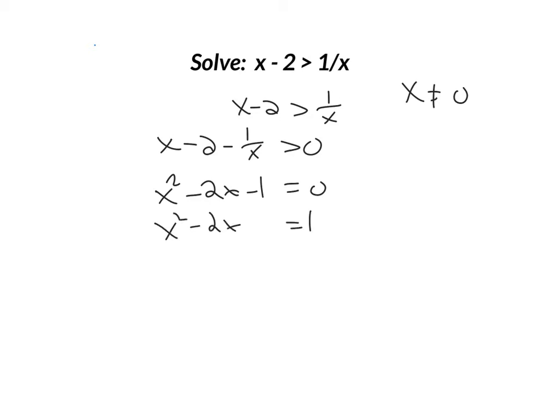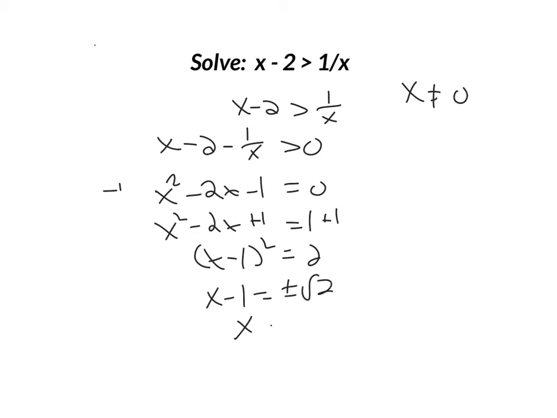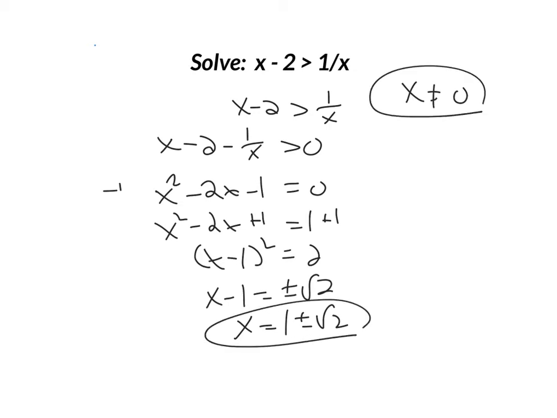Move the 1 back over. Half of 2 is negative 1, squared. You get plus 1 on both sides. Over here I have x minus 1 squared. Over here I have 2. Take the square root of both sides. You get plus or minus the square root of 2. So you get x equals 1 plus or minus the square root of 2. So my critical numbers are 0, 1 plus the square root of 2, and 1 minus the square root of 2. Okay, this is going to be interesting.